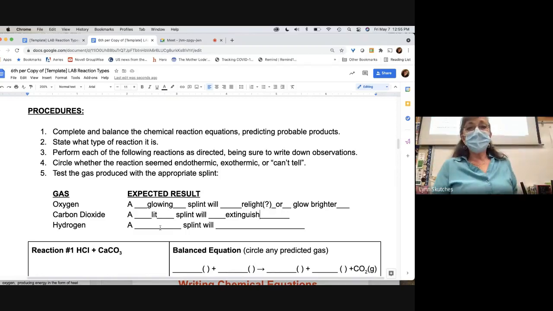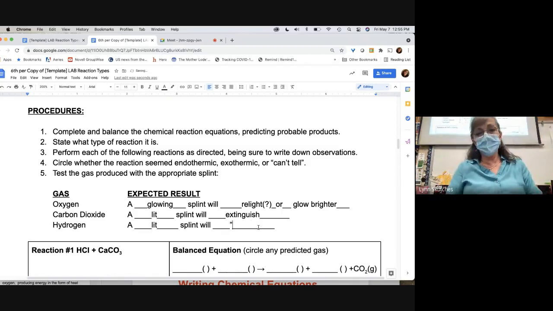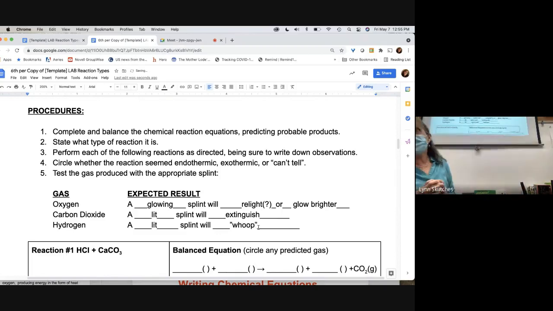And then finally, when we want to test for hydrogen, we're going to use a lit splint again. And this time, it goes boom, like the Hindenburg. No, it just goes whoop. It makes a cute little noise in your test tubes, but with a big enough volume, it will go boom.